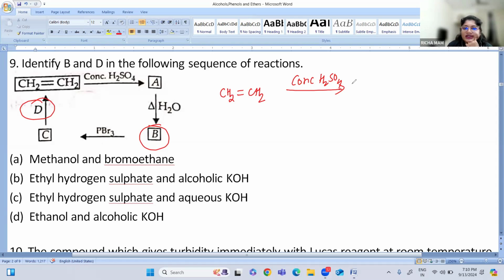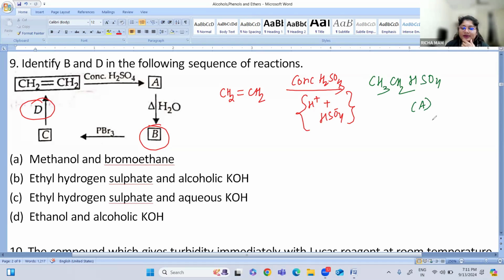One of the hydrogen is replaced by what? It is replaced by H plus and HSO4 minus. When HSO4 splits, what are you going to get? You are going to get CH3CH2, and one hydrogen is added. So CH3, CH2 and HSO4. So this is our A.